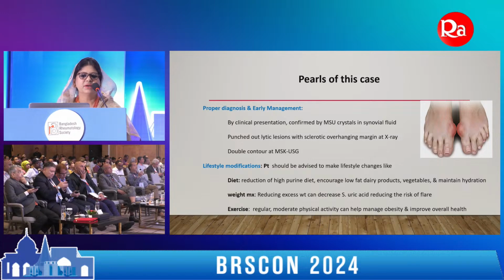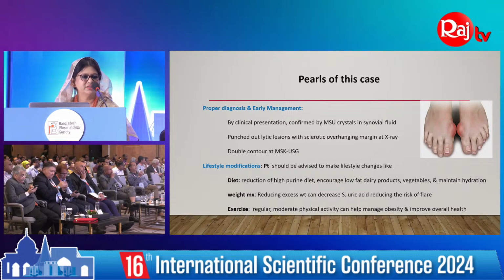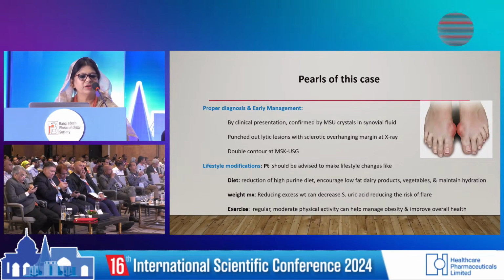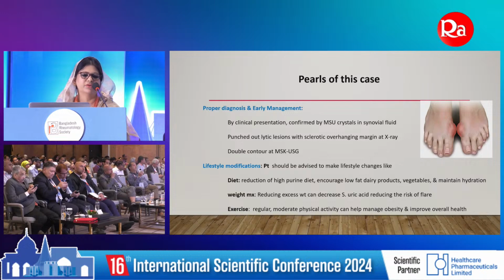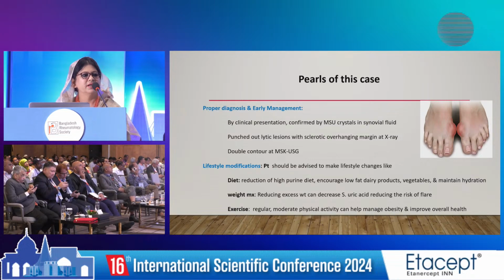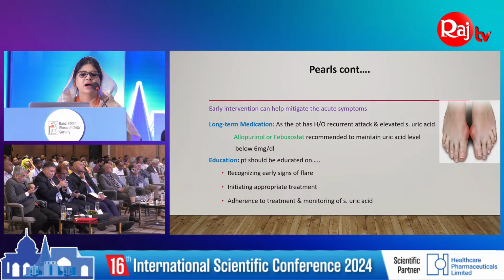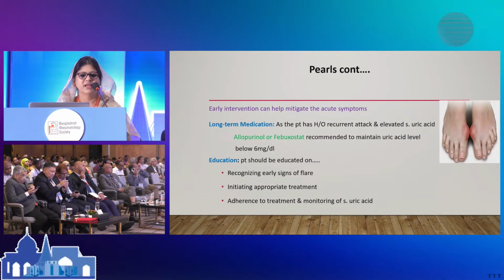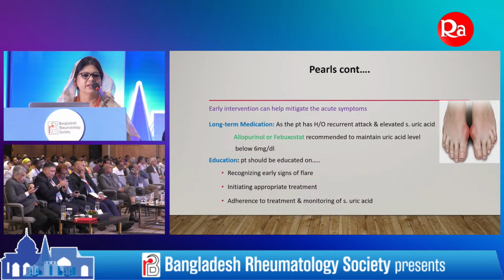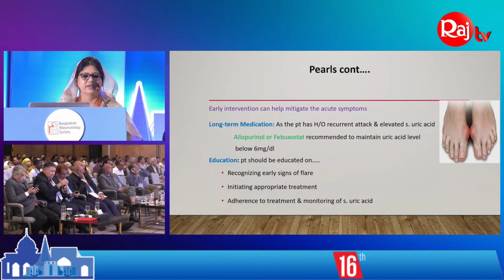In this case, what are the pearls? Due to its polyarticular presentation, when we have found the monosodium urate crystals, the punched-out lesion and the double contour sign, it is a case of gouty arthritis. We treated him with lifestyle modification and early intervention with NSAIDs, and we advised him to take long-term medication with allopurinol, which is the gold standard nowadays.